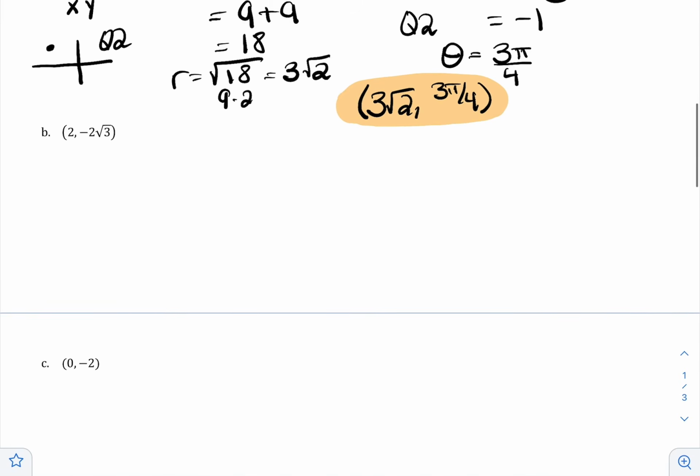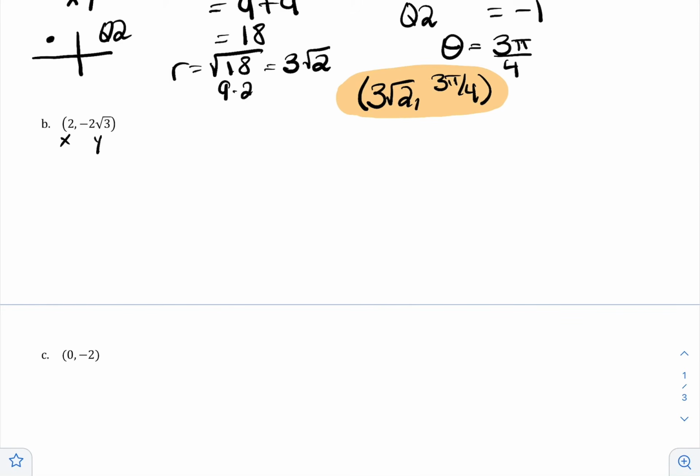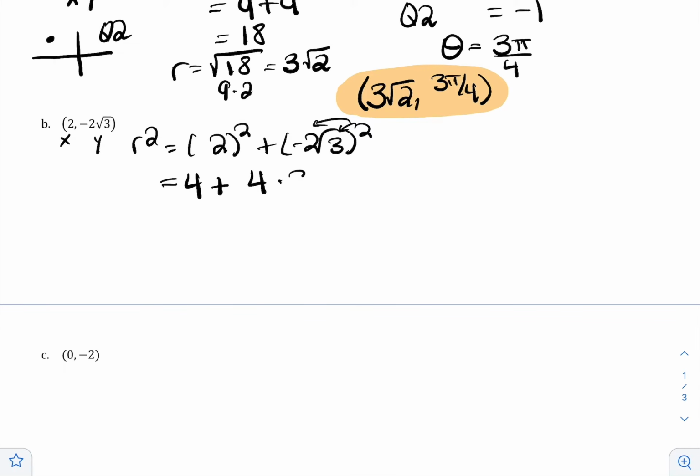Let's do another one. This is x, this is y. So I have r squared is equal to -2 squared, positive 2 squared, plus -2 square root of 3 squared, 4 plus, here I'm going to distribute the squared, so -2 squared is 4, square root of 3 squared is 3. This is 4 plus 12, which is 16, which means that r is 4. Don't forget to square root, right? That's r squared, not r.